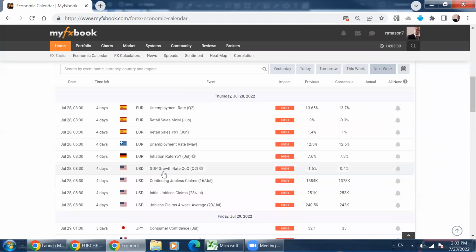All right, on Thursday, we have GDP growth rate for the US dollar. Big one. Either we're going to see another negative number showing the US is officially in a recession, that's what we could see. The expectation is that we may just miss it, but there's a lot of talking heads and experts saying that we're not going to miss it. We're just going to make it into a recession with that number. We'll see how that goes.